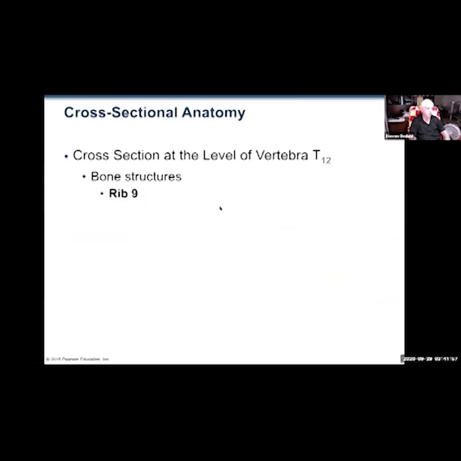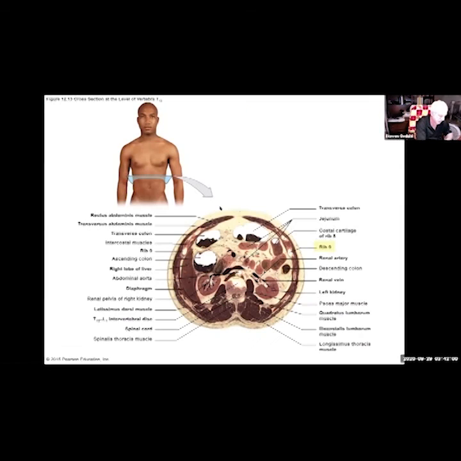And at T12, it shows you where rib number 9 is. There's a rib bone right here. And you're starting to see parts of the large intestine. These white areas right here, all your large intestine.